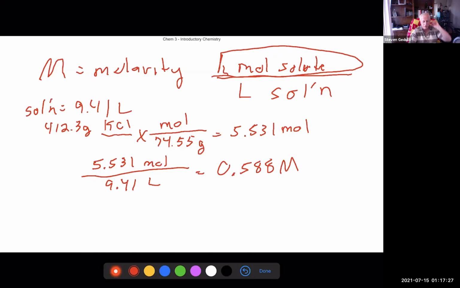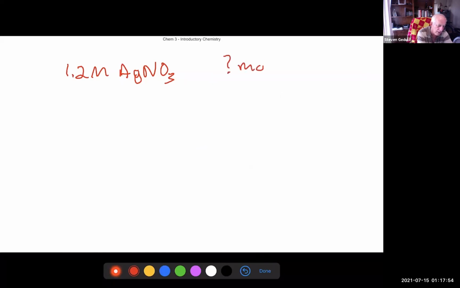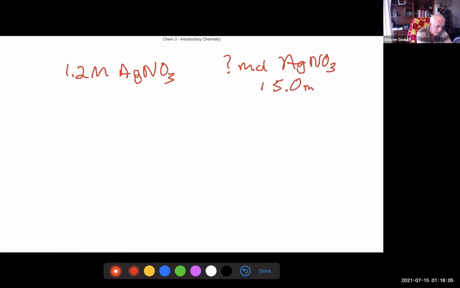Let's do one where we have to rearrange a little bit. Let's do another one from your textbook. It says, how many moles of silver nitrate are present in 15 milliliters of a 1.2 molar solution of silver nitrate? So we have a 1.2 molar solution of silver nitrate, and it wants to know how many moles of silver nitrate are there in 15.0 milliliters.